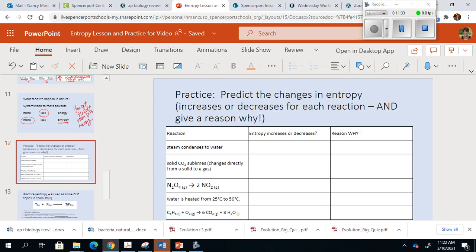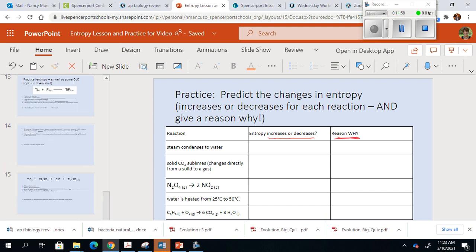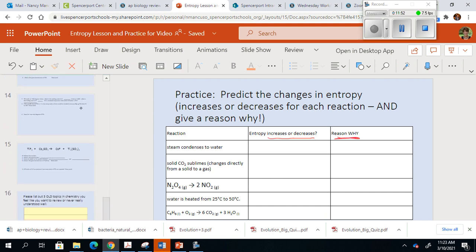All right, so here is one that I want you to practice. I am going to be grading these last few slides. This slide is all about predicting the changes in entropy. Is it increasing or decreasing? And then you have to give me a reason why. And then the last few slides are some review.